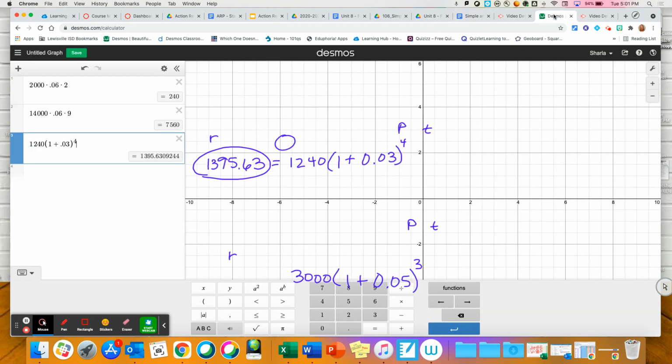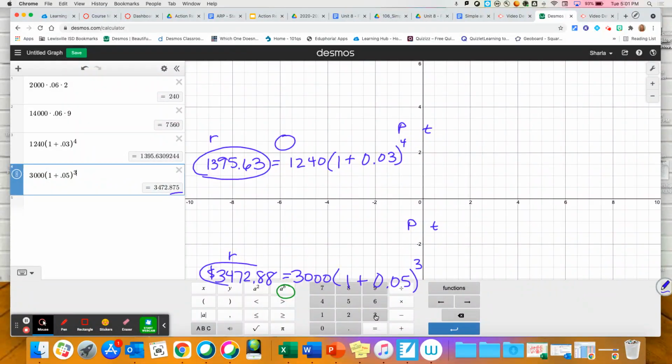You're going to go back over to Desmos. You're going to plug it in. 3,000. Open parentheses. 1 plus 0.05. Close parentheses. And again, you're going to use this button right here in order to raise the exponent. We're going to use 3. And that is going to give us a total of $3,472.88, so they are going to round that up to 88 cents.